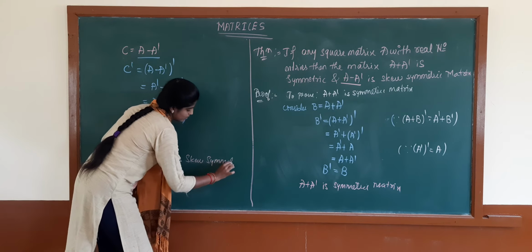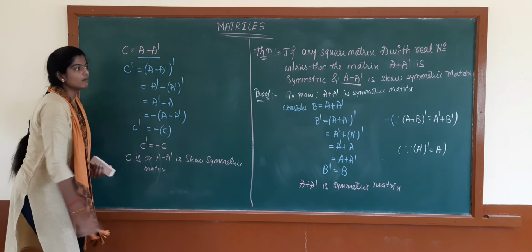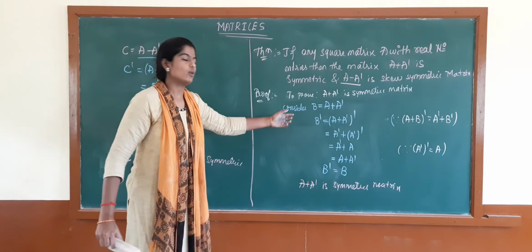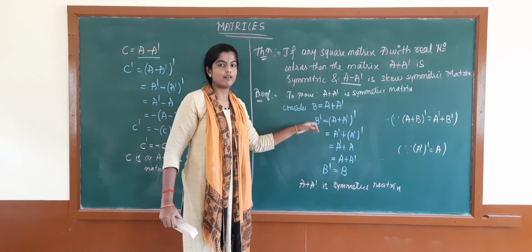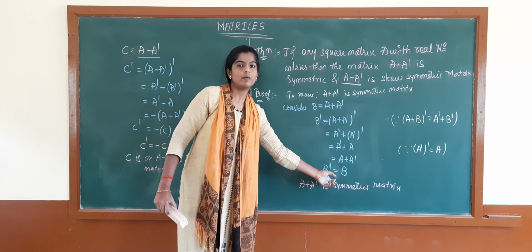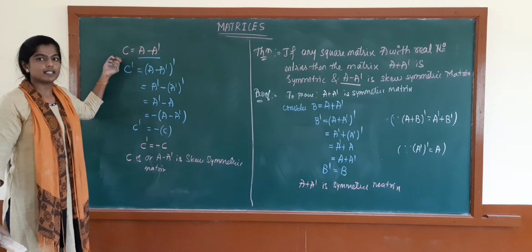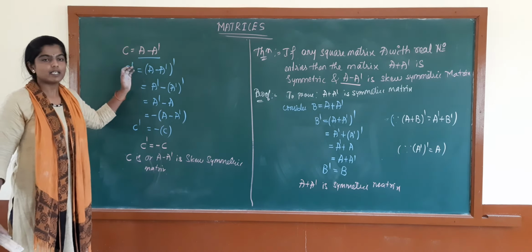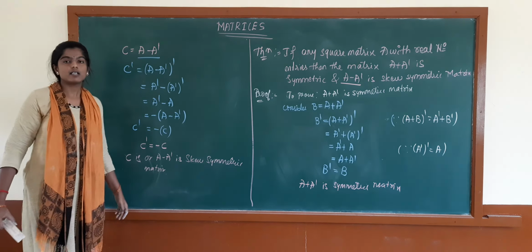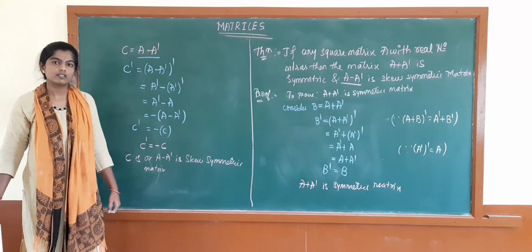This is the theorem asked in the examination for 3 marks. It is very easy. We consider A plus A dash as B, transpose it and apply the properties. We get B transpose equal to B, so it is a symmetric matrix. We take A minus A transpose as matrix C, and again transpose it, and we get C transpose equal to minus C, which is the skew symmetric matrix. This may be asked in the examination for 3 marks.